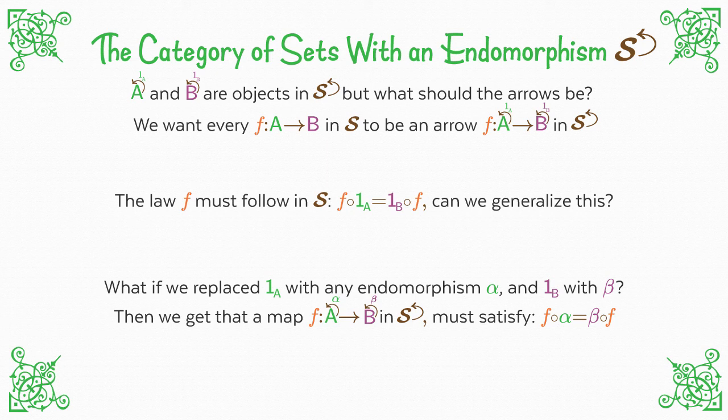F following 1A equals 1B following F becomes F following alpha equals beta following F. And that's exactly the rule that a valid map f from A alpha to B beta must follow in this category.